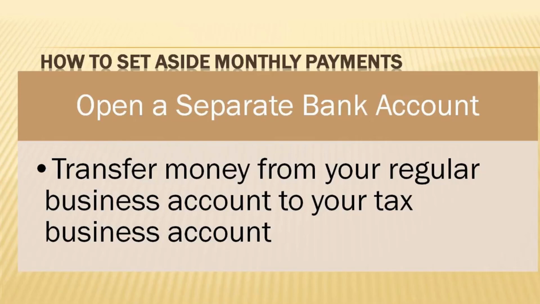So, let's assume that you're calculating your quarterly estimated taxes and doing what you're supposed to do. I always suggest that you have a separate bank account where you deposit the money. You want to transfer money from your regular business account to your tax business account. The reason is that if you don't separate the money, you're going to have a tendency to spend it because you see it in your account. You're like, oh wow, it's right there. And you don't think about the fact that this money is not to be spent. It is money for my quarterly estimated taxes.